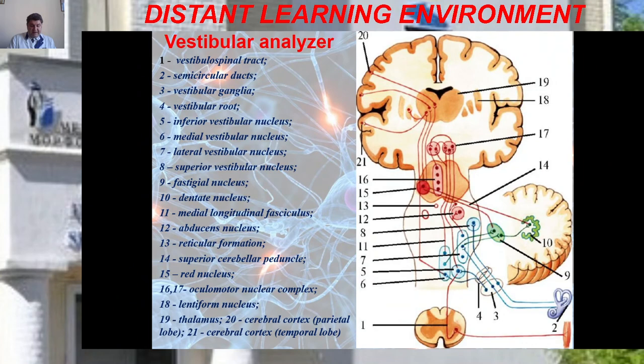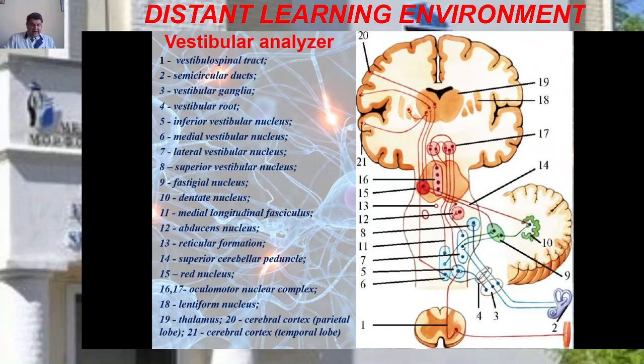The central processes pass together with the cochlear division of the auditory nerve through the porus acusticus internus into the cranial cavity and further into the brain matter through the cerebellopontine angle. Here the fibers of the first neuron divide into ascending and descending fibers and approach the vestibular nuclei. There is the second neuron. You may see these vestibular nuclear endpoints, which are projected on the rhomboid fossa.